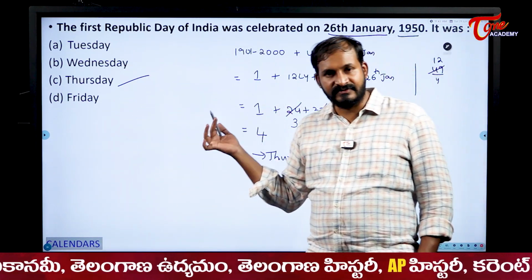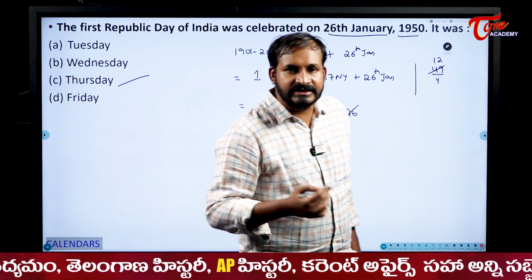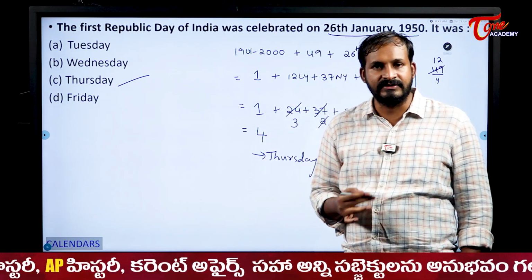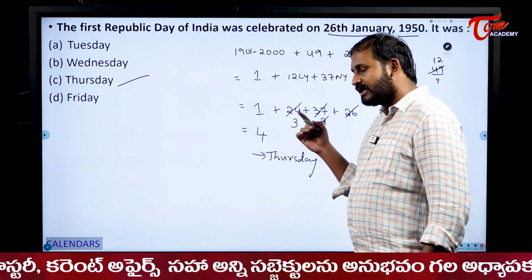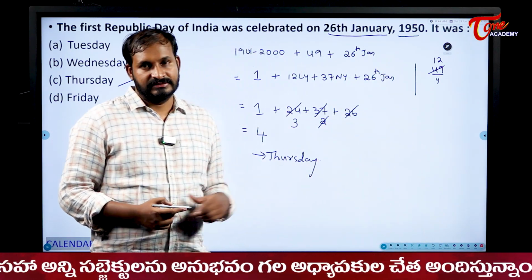Yesterday, in our previous video, we saw when we celebrated our first Independence Day. We celebrated it on Friday. 15th August 1947 is a Friday. And similarly, we celebrated our first Republic Day on Thursday.